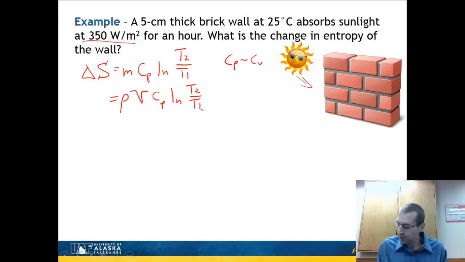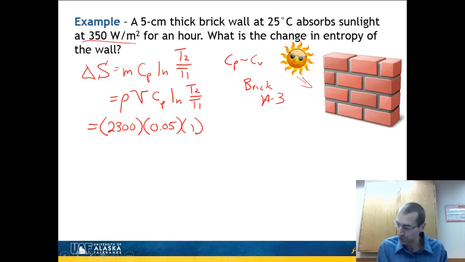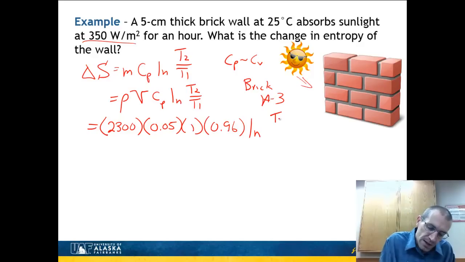So I'm going to go ahead and put some values in here. And so I can get values for brick from table A3. I'm going to go ahead and plug those values in here. And so the density of brick is about 2,300. The volume is going to be 5 centimeters, or 0.05 meters by 1 meter. So right there is my volume term. And then Cp of brick is about 0.96. These are all in SI units. And then I've got the natural log of T2 over, and T1 is 25.